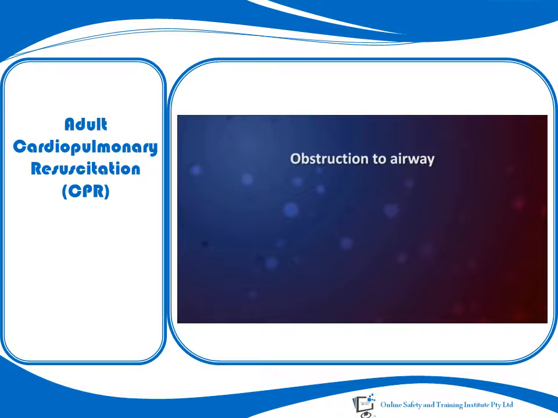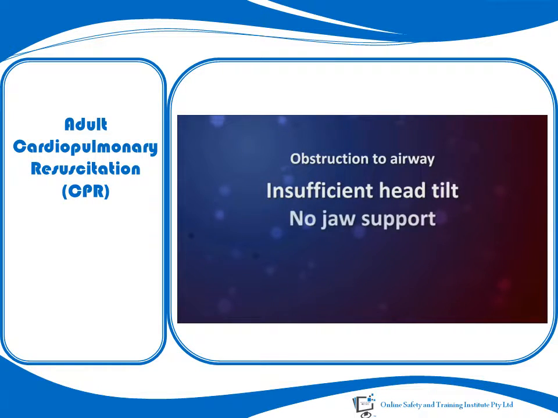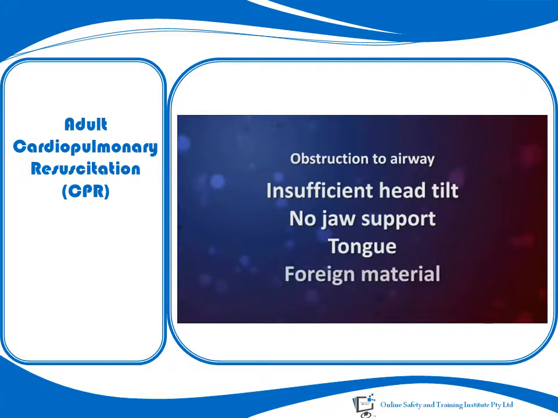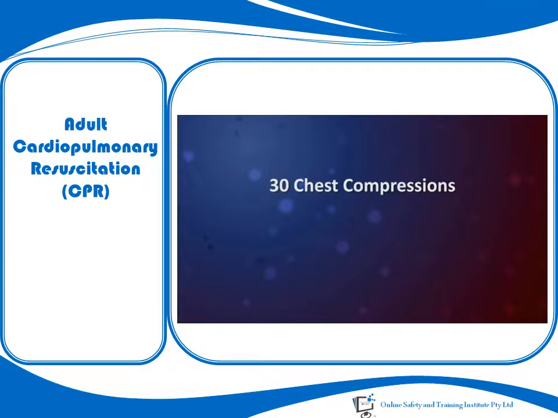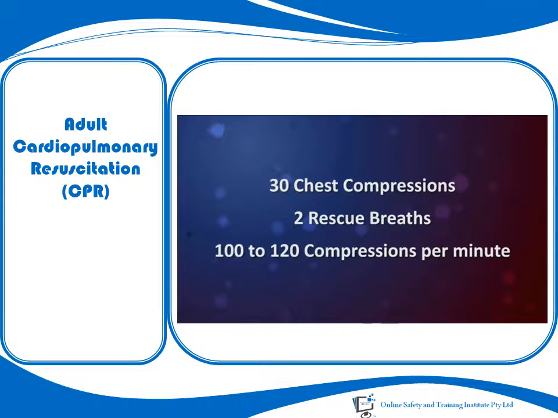An obstructed airway is generally caused by incorrect or insufficient head tilt, ineffective support for the jaw, the tongue itself, or foreign material could be in the mouth or airway. The airway should be cleared using standard first aid procedures. Let's look at the cycle of compressions and rescue breaths. Give 30 chest compressions, followed by 2 rescue breaths at a rate of 100 to 120 compressions per minute.